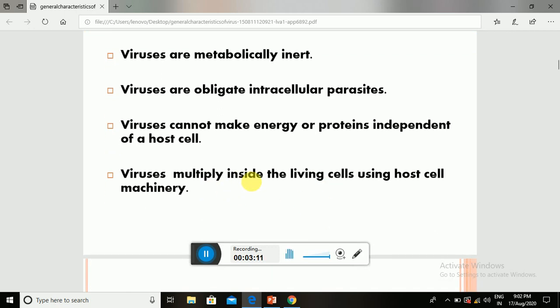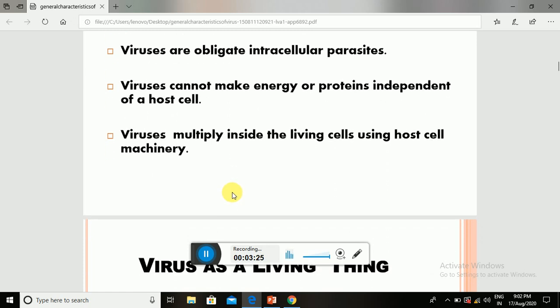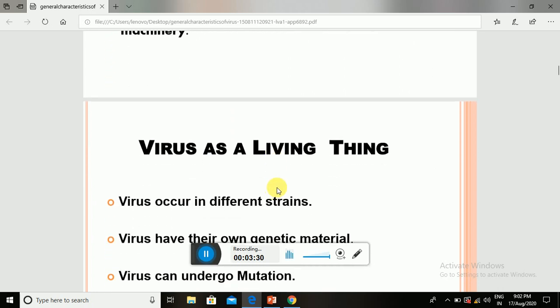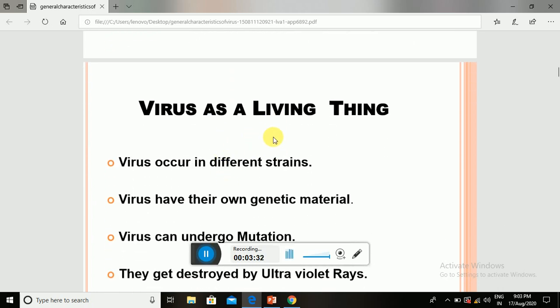Viruses multiply inside the living cell using host cell machinery. At the end of multiplication, they lyse the host cell, leave the infected host, and infect a new, non-infected host.